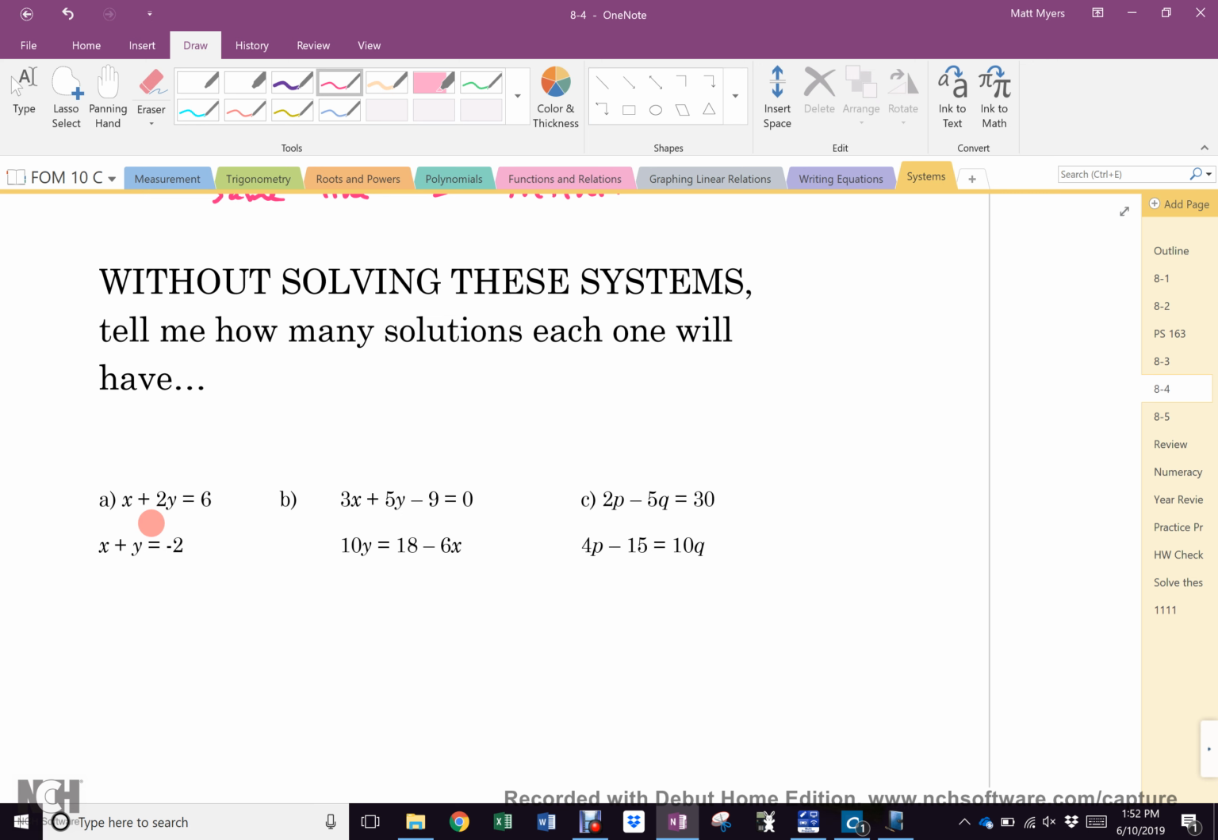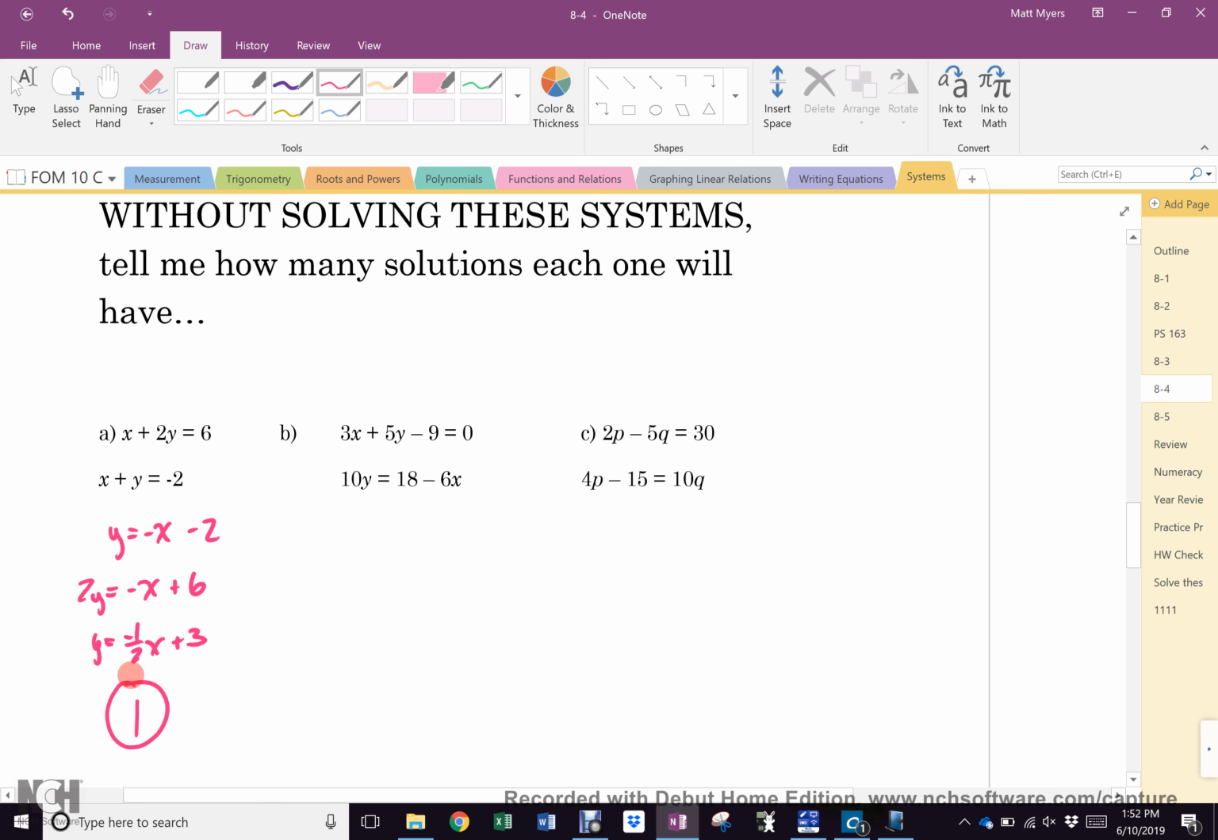What finds me the slope immediately? Isolating y, yes? So if I isolate y here, y equals negative x minus 2, yeah? Okay, and if I isolate y here, 2y equals negative x plus 6, y equals negative 1/2 x plus 3. Are the slopes different? How many solutions? 1. I didn't even solve it.